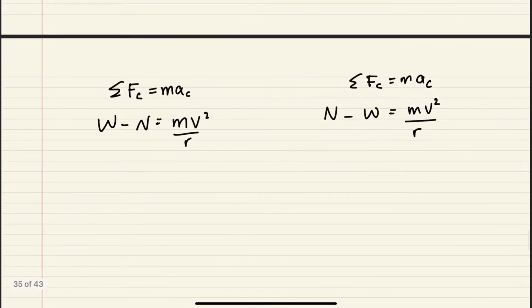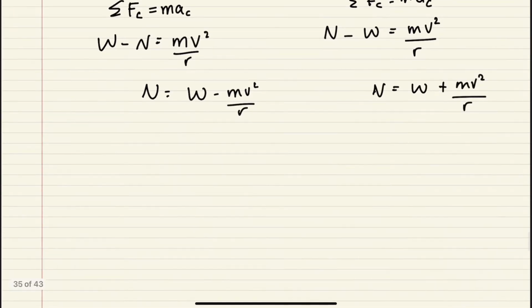Okay, so you want to compare N with the weight, right? So if I write in terms of N, it will be N equals weight minus MV squared over R. And on the right hand side here is N equals weight plus MV squared over R. So you can see that for this one, you want to compare N and weight. So weight is on the right hand side here, and weight doesn't change, obviously. This is the apparent weight.